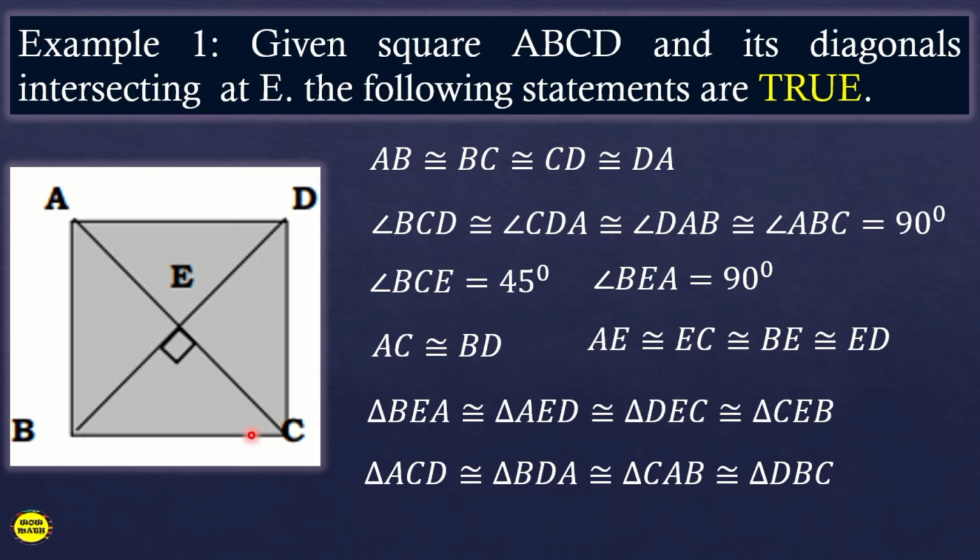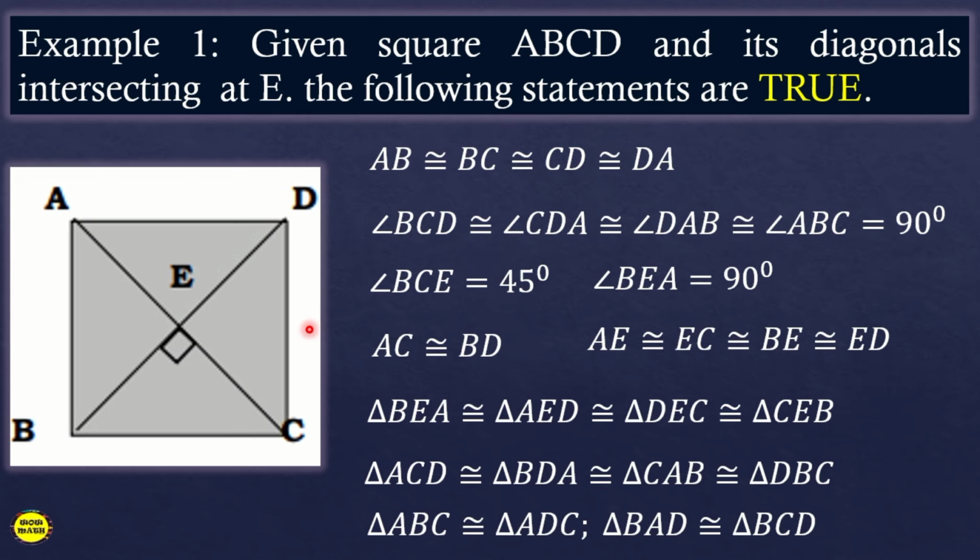Next, triangle ACD. Itong triangle ACD natin and triangle BDA ay congruent din kay triangle CAB and triangle DBC. Isosceles right triangle pa rin yan. And also, sabi nga kanina, the diagonals of a square form two congruent isosceles right triangles.